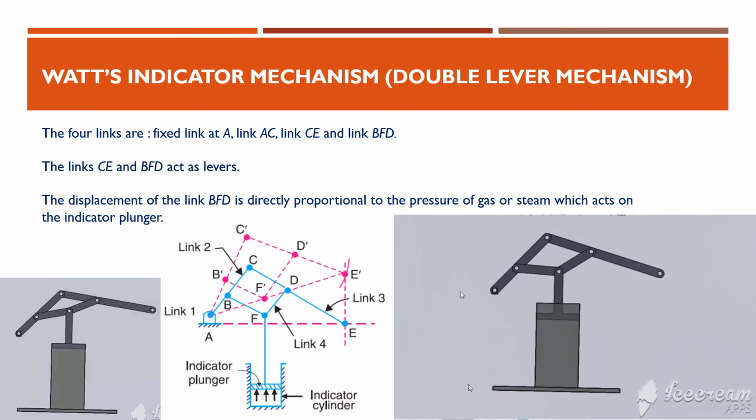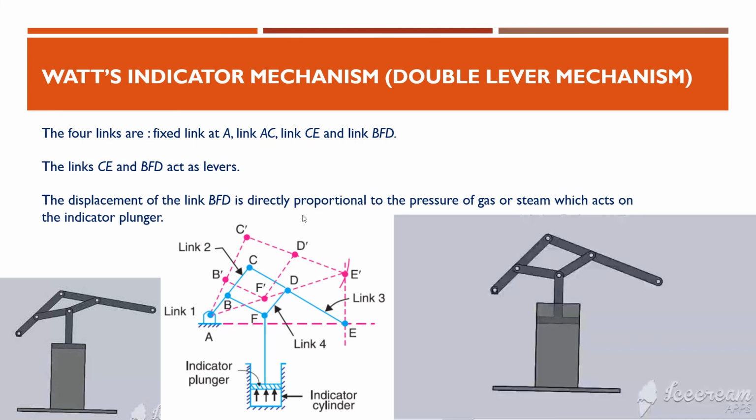Okay. So, in this case, the links CE and BFD act as the levers. So, this is the double lever mechanism because there are two levers. One is the link BFD and the other is the link CE. These act as the levers. These are the inversions of a 4-bar mechanism.